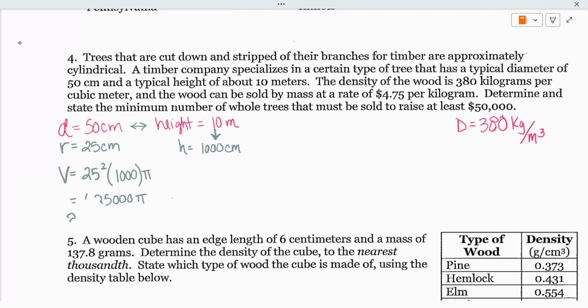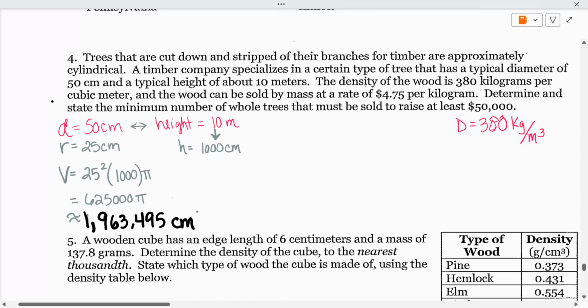Oh, poop on a stick. We're having technical difficulties.